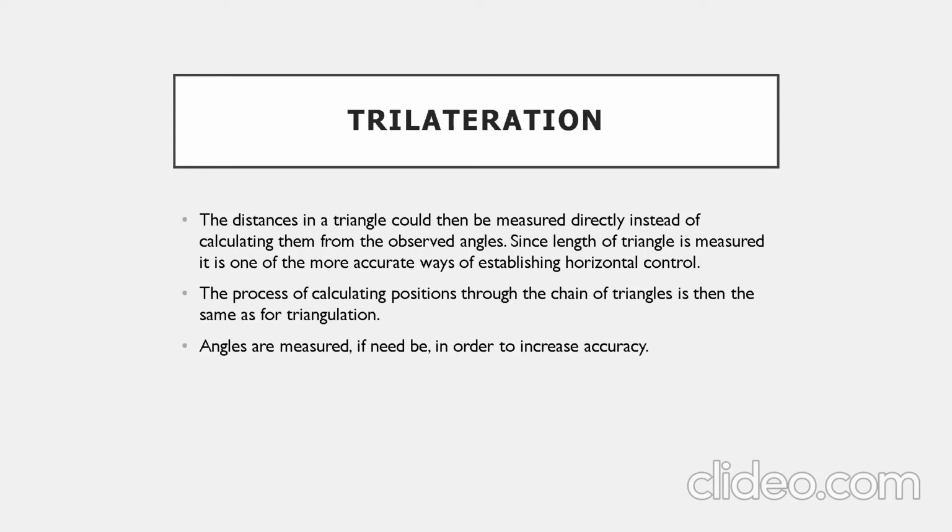The distance in a triangle could be measured directly instead of calculating them from observed angles. Since the length of the triangle is measured, it is one of the more accurate ways of establishing horizontal control. The process of calculating positions with chains of triangles is the same as for triangulation, and since angles are measured, if need be, to increase accuracy.